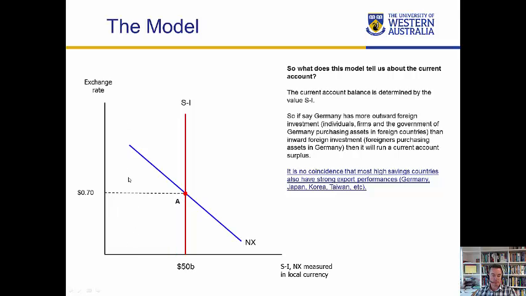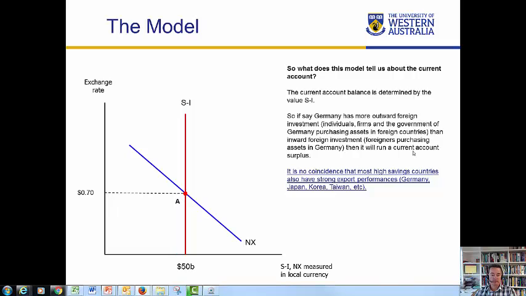And the United States would have an S minus I line in this diagram, which has a negative value, and quite a large negative value. That would mean a much higher exchange rate and a much reduced ability to export. And so as I've got here in this slide, it's no coincidence that most high savings countries also have very strong export performances. And I've listed a couple of the countries there.